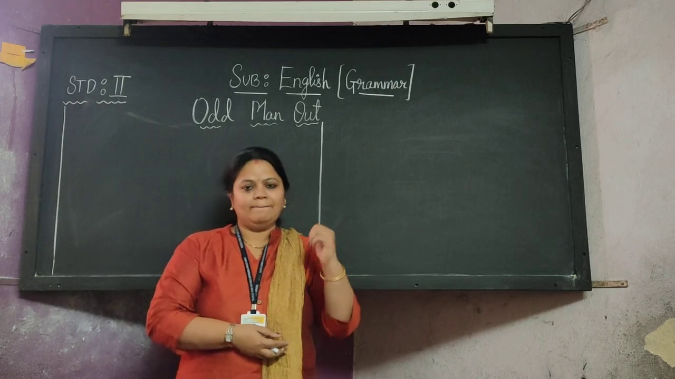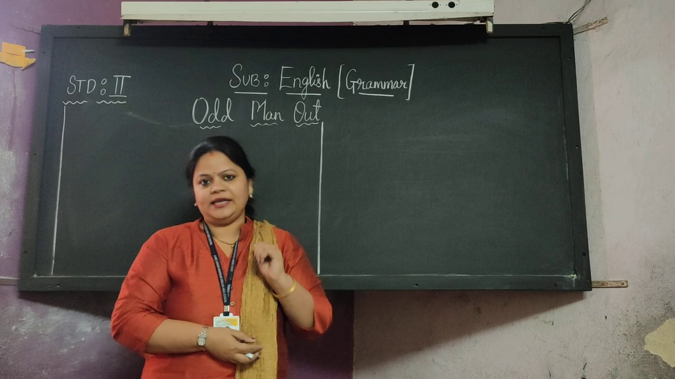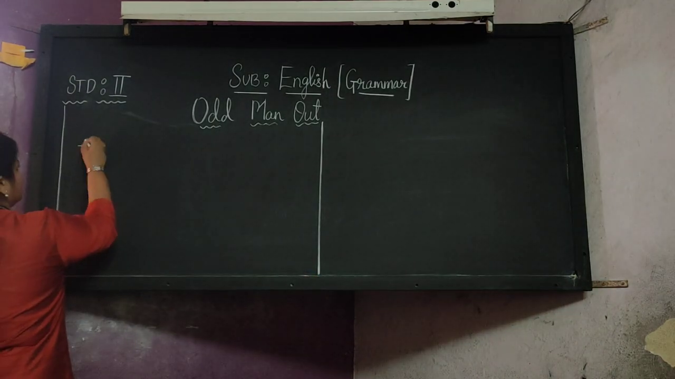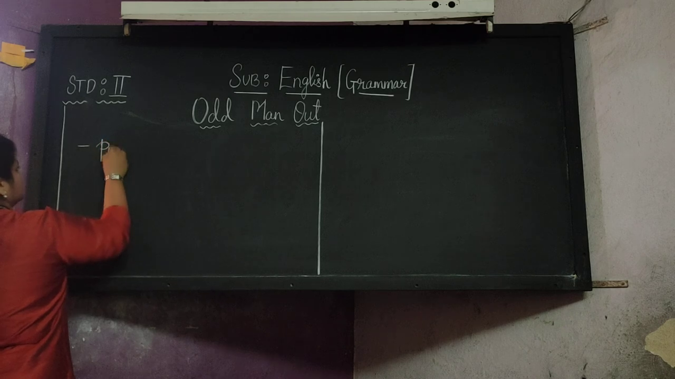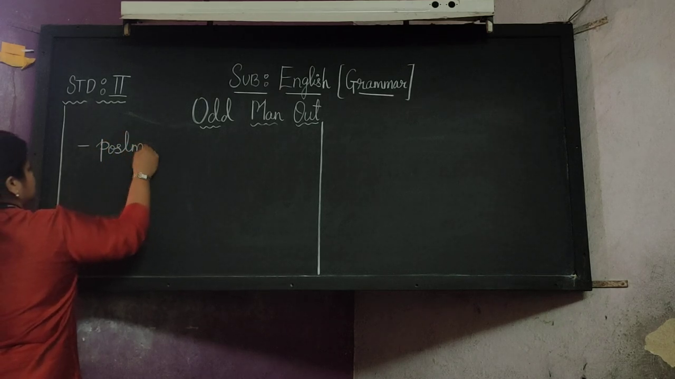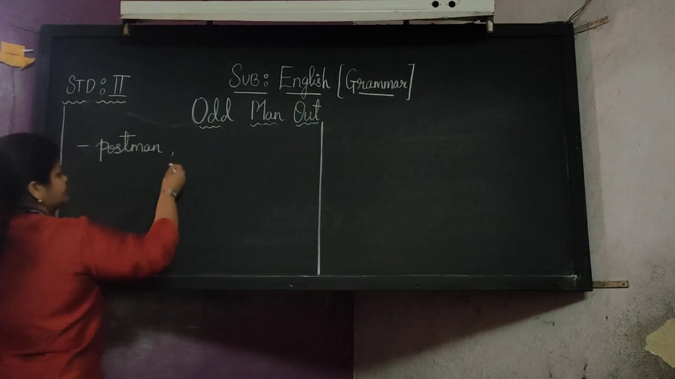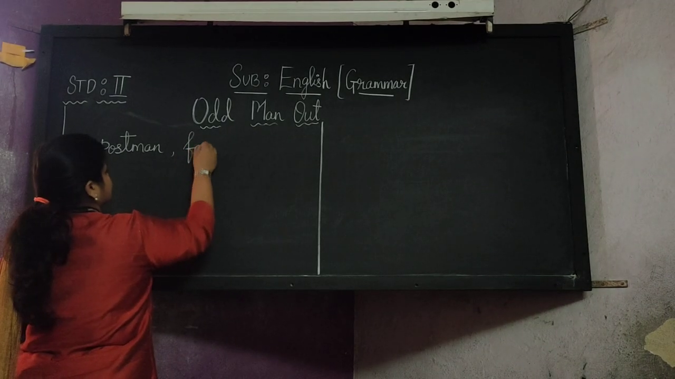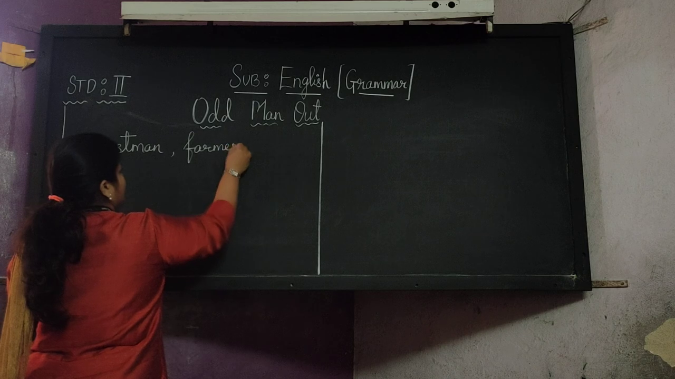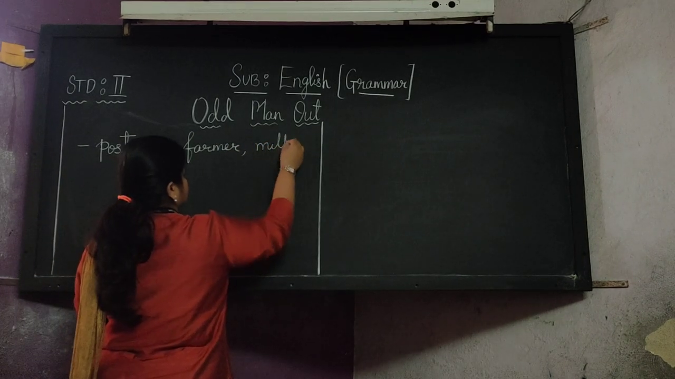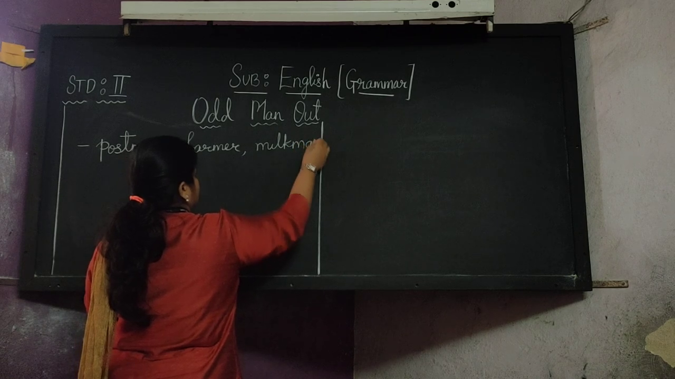So let's begin with the following examples. For example, suppose here I will use some words: postman, farmer, milkman.